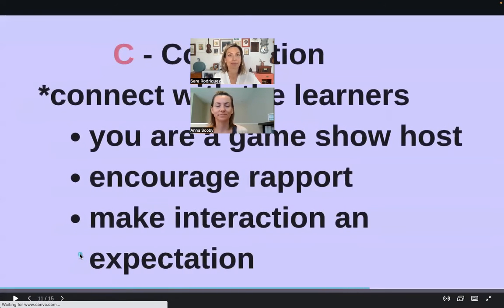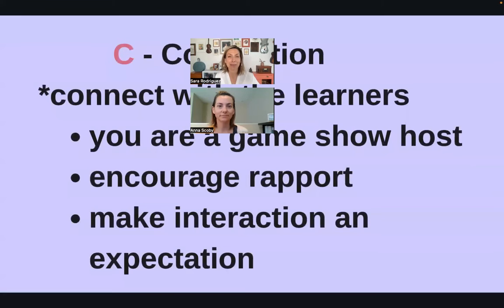Okay. The last letter of the ABCs is C for connection. This is my favorite. I think it's by far the most important. So we want to connect with our learners, right? I heard this the other day and it really struck me as so true.